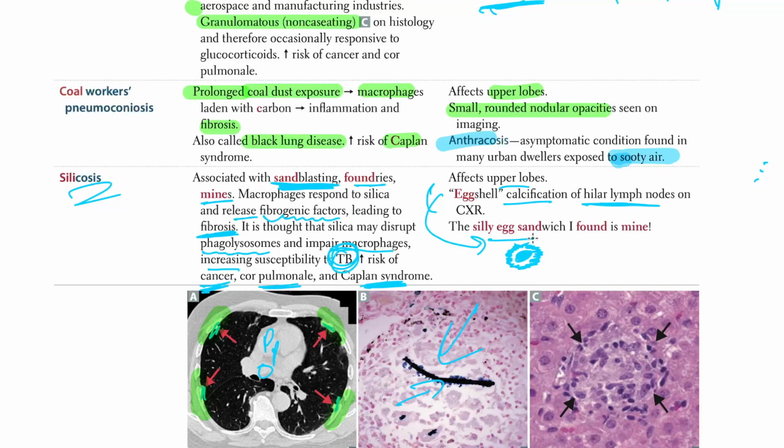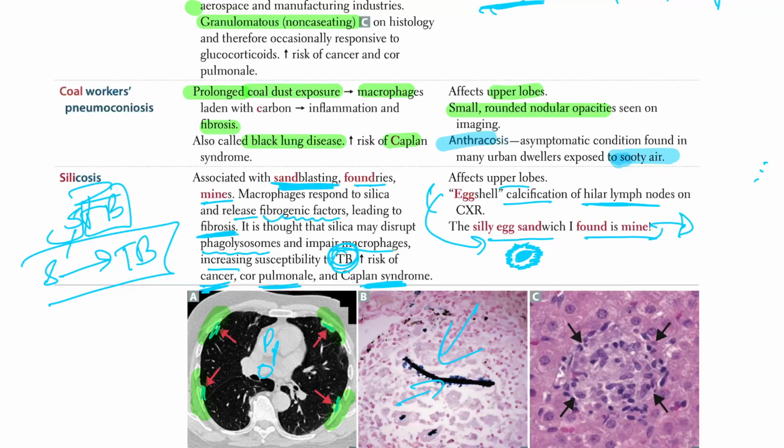The silly egg sandwich I've found is mine. Well, it's not mine, so I don't know if this mnemonic is good or not. But what we can have for sure is your STB, silicosis. STB. So silicosis, tuberculosis, right? So silicosis leads to reactivation of tuberculosis or increases the risk of tuberculosis. So STB, you already know STB thing. But on top of that, what are we going to look for?